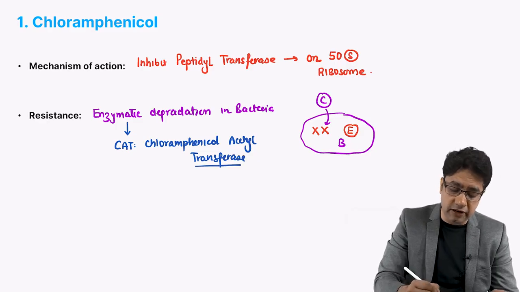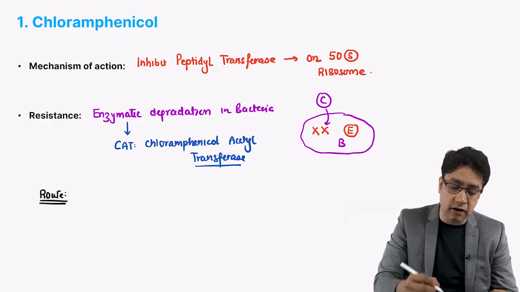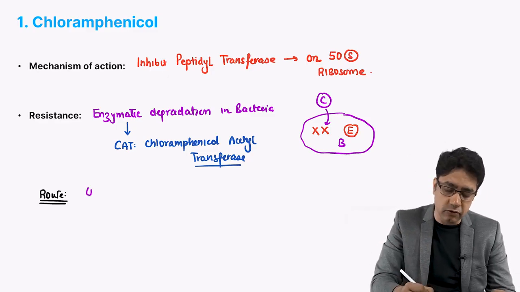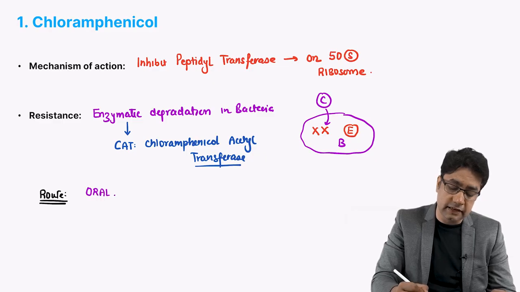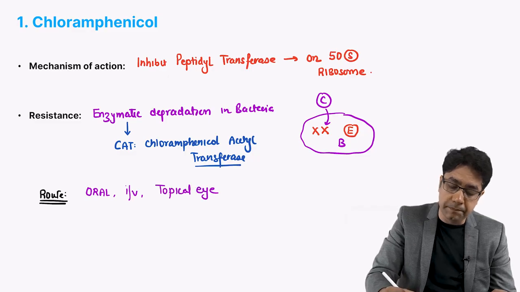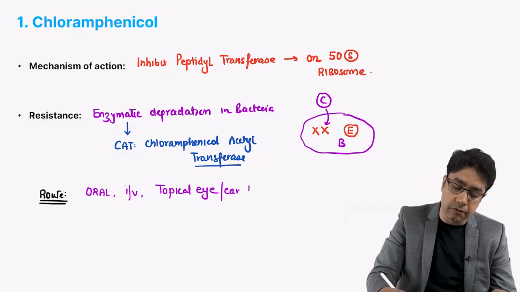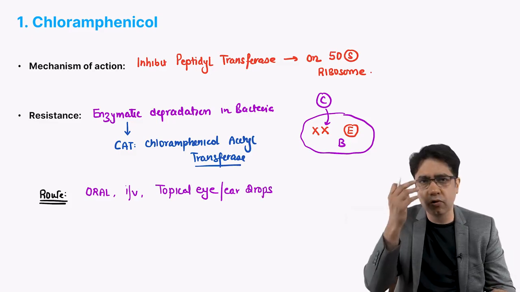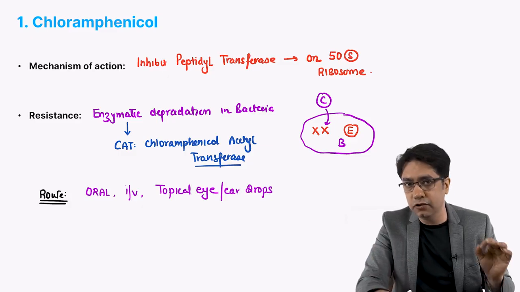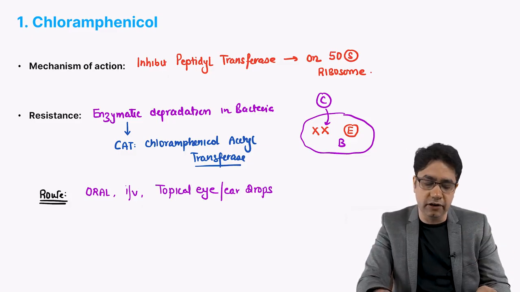Now, how is chloramphenicol given? What is the route? Although it is a very old drug, it is given by almost all routes. It is given orally. It is given as an IV drug. It is also given as topical eye and ear drops for the treatment of local eye and ear infection. So let's see what are the uses and side effects of chloramphenicol.